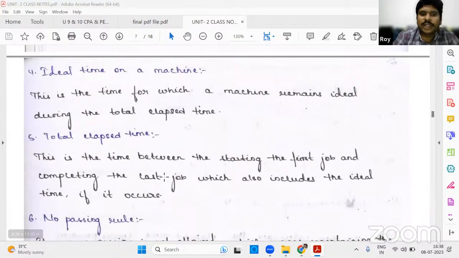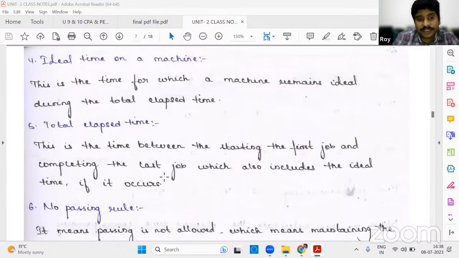Now, total elapsed time. What is this total elapsed time? From the first machine till the last machine, how much time will it take to complete all these processes? Let us say filling, capping, labeling, all these things. The total time is called the total elapsed time. In sequencing problems, we need to study these things.